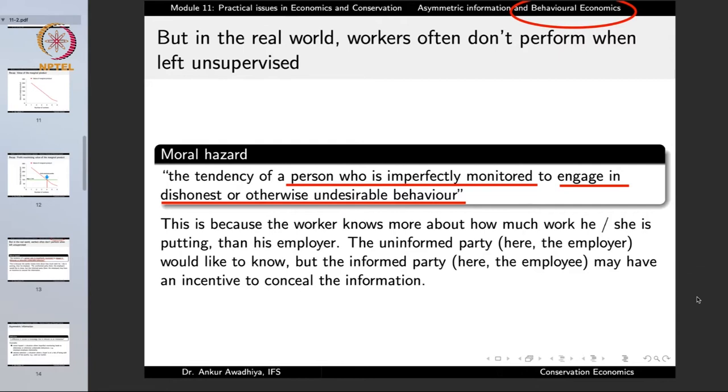This is because the worker knows more about how much work he or she is putting than his employer. Which means that if the worker was to put up an effort and bring out 50 items of product per hour, and if the worker is not doing that, if the worker is wasting away his time, in that case, if the monitoring is not perfect or the monitoring is inadequate, then the employer would not know by how much amount the worker has shrugged in his responsibility. Now, this is an information that the worker has. This is not an information that the employer has.